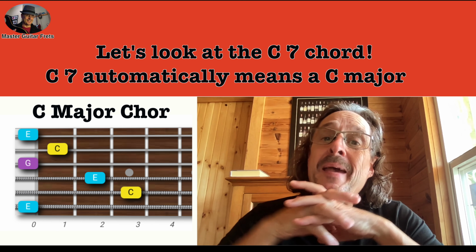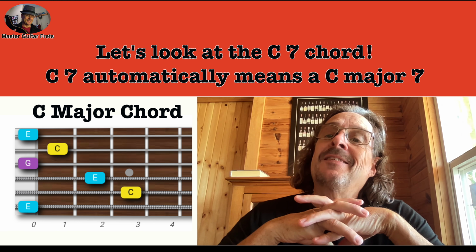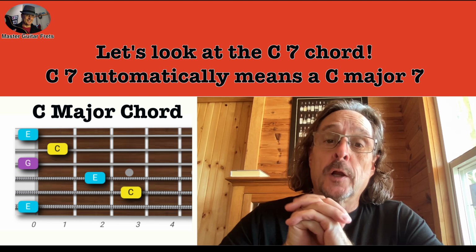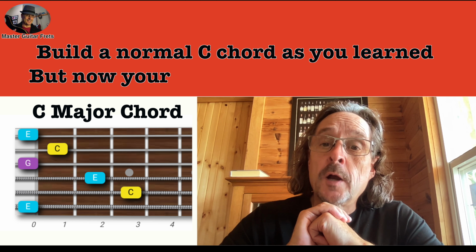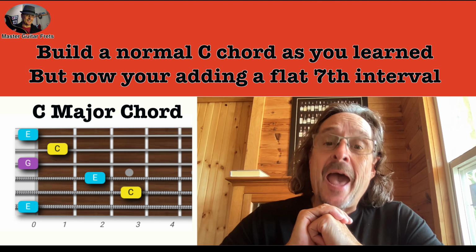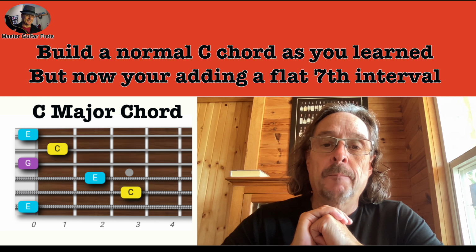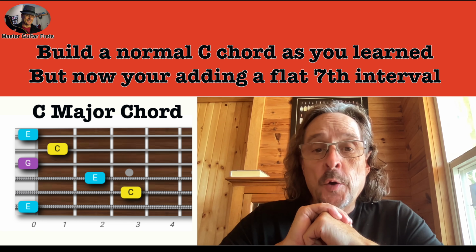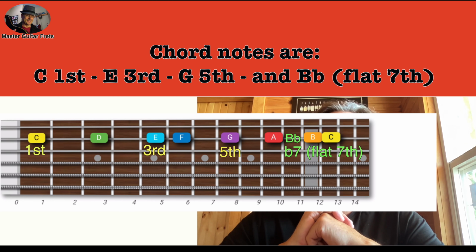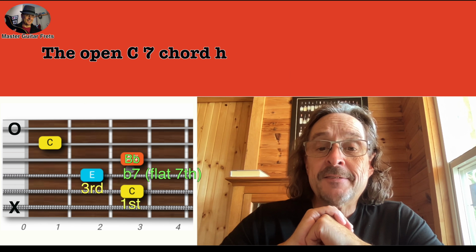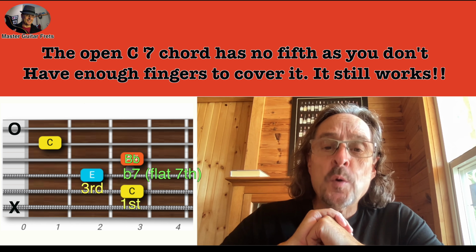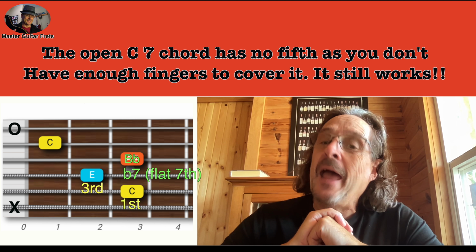In order to stay with the basic theory theme, let's also look at 7 chords. They are popular in early learning. Let's look at the C7 chord. Build a normal C chord as you learned, but now you're adding a flat 7 interval. Chord notes are C, the first, root, E, the third, G, the fifth, and a B flat, flat 7th. The C7 chord has no fifth, as you don't have enough fingers to cover it all, and it still works.